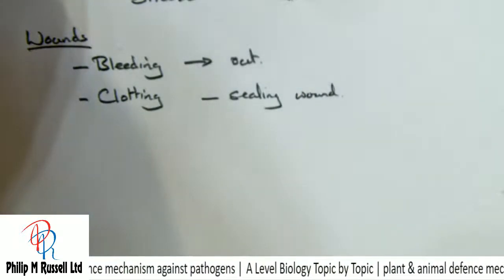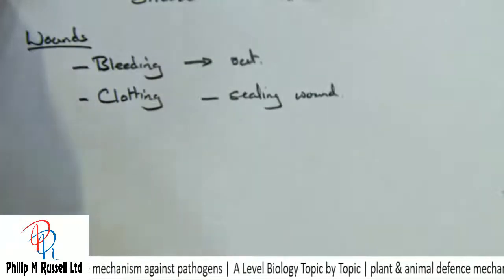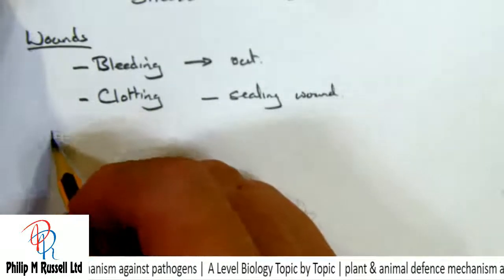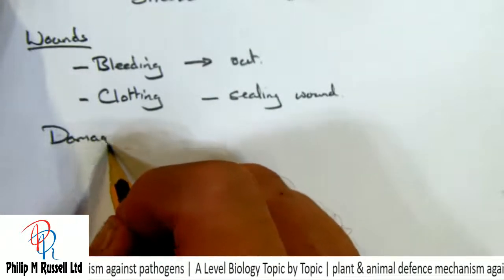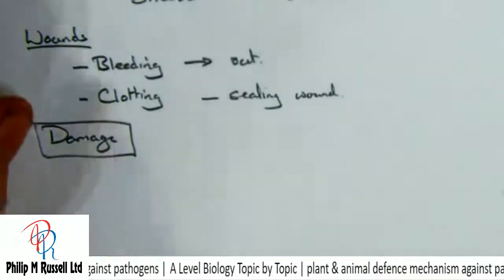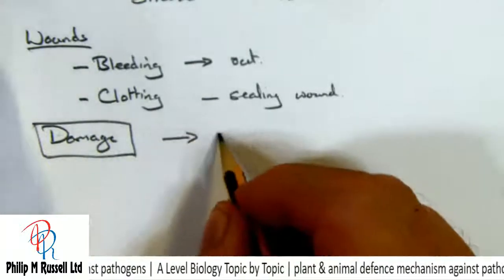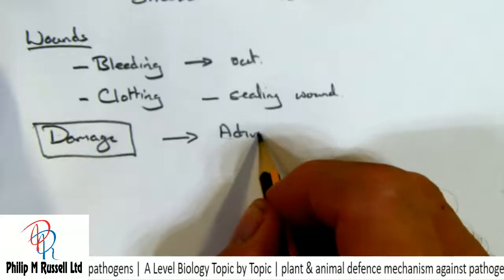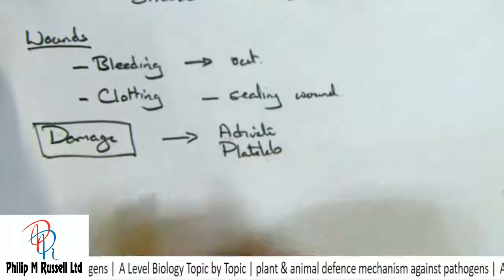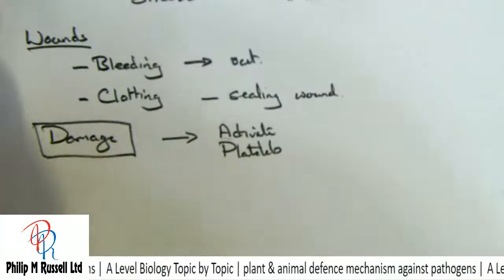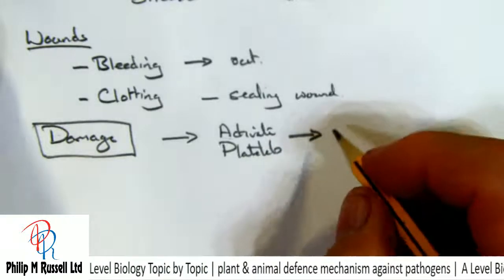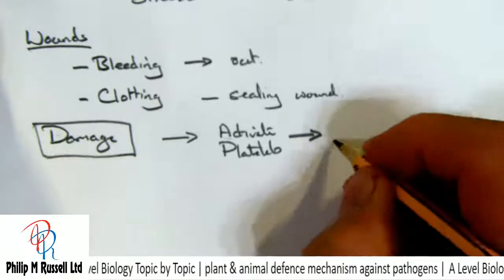So let's have a look and see what happens. Here we're going to hit some damage. We've got some damage to some tissues, and that is basically going to activate the platelets. And what these will do is release a chemical called thromboplastin.